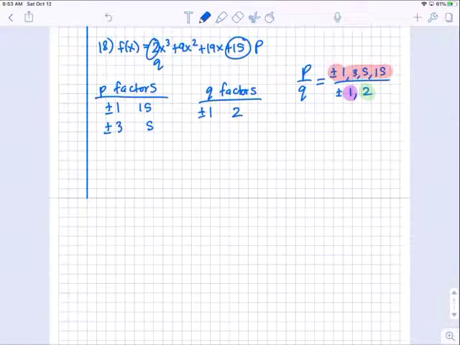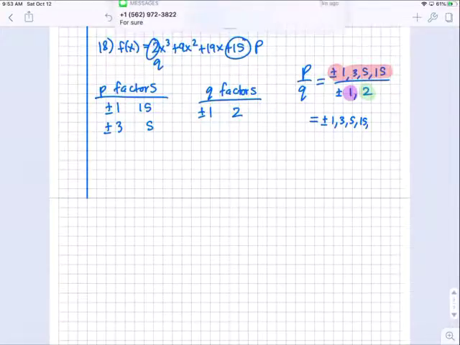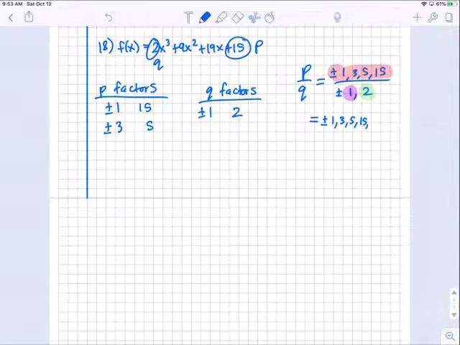Okay, so now we have to find our p over q. We're first going to do red over purple. So plus or minus 1 over 1 is 1, 3 over 1 is 3, 5 over 1 is 5, 15 over 1 is 15. Now we have to do red over green. 1 over 2 is 1/2, 3 over 2 is 3/2, 5 over 2 is 5/2, and 15 over 2 is 15 over 2. So those are all of our possible roots.